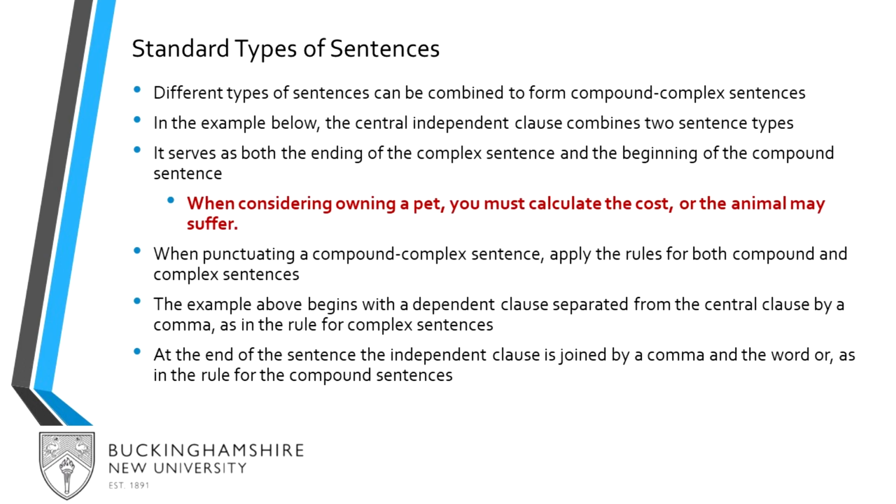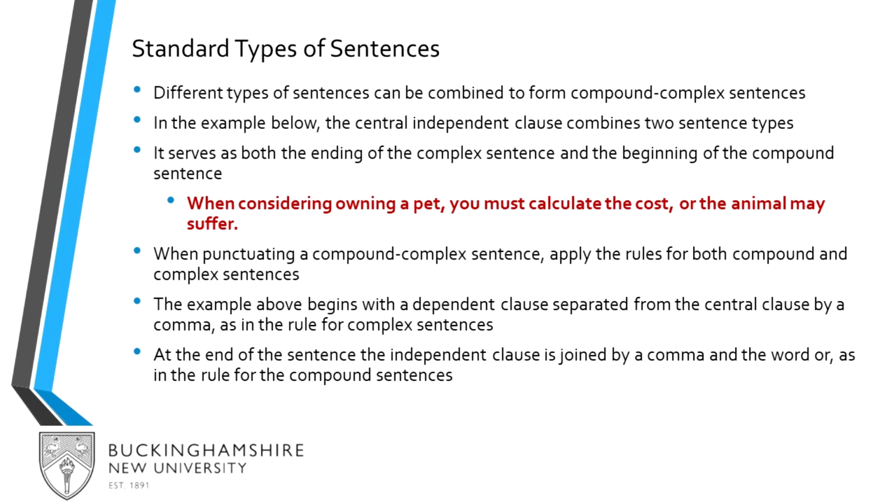Next, we can actually merge both the compound sentence and the complex sentence to get a compound complex sentence. Okay, we can actually put the two together. So if you have a look at this example here, you'll see that the central independent clause actually combines the two sentence types. Okay, it serves as both the ending of the complex sentence and the beginning of the compound sentence. Let's have a look at it. So when considering owning a pet, comma, you must calculate the cost, comma, or the animal may suffer, full stop.